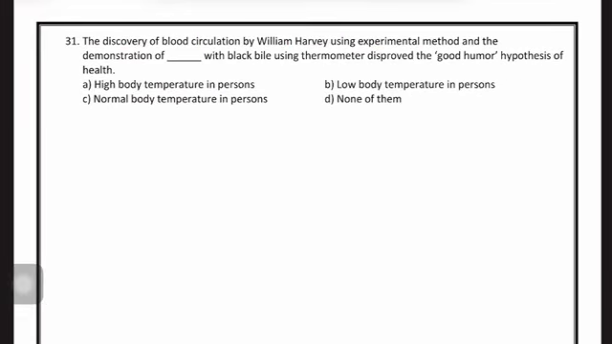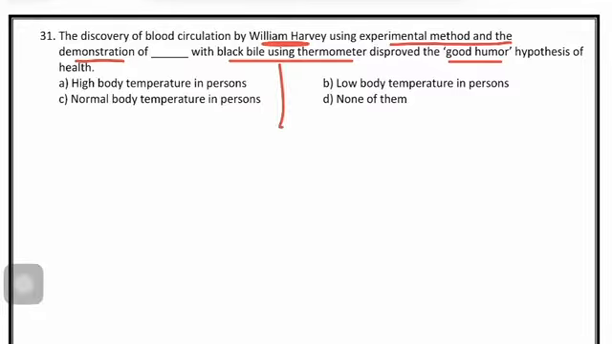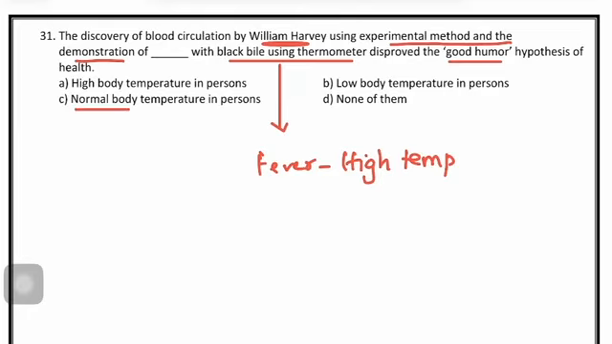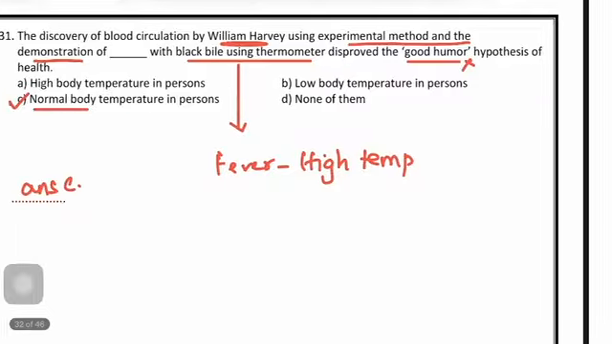Coming to 31st question. The discovery of blood circulation by William Harvey used experimental method and the demonstration of black bile using thermometer disproved the good humor hypothesis of health. Children, the good humor hypothesis believed that people having black biles have fever. Means what? High temperature. Now, after blood circulation was proved by William Harvey, and people having black biles temperature was measured, their temperature was found to be normal. That's why this good humor hypothesis got rejected. So answer is option C. This is from the very first page of health and disease chapter in the NCERT.